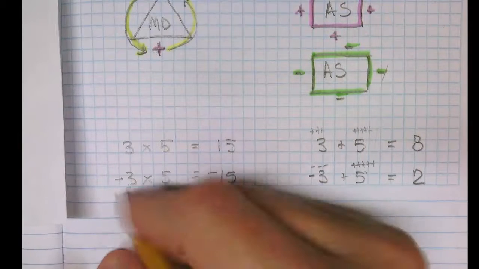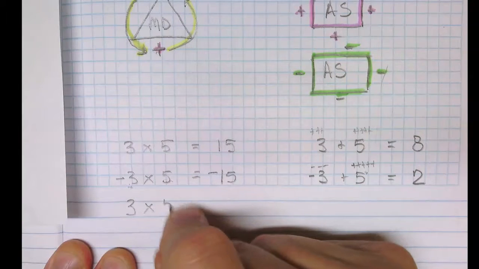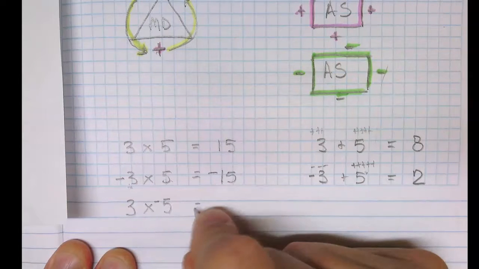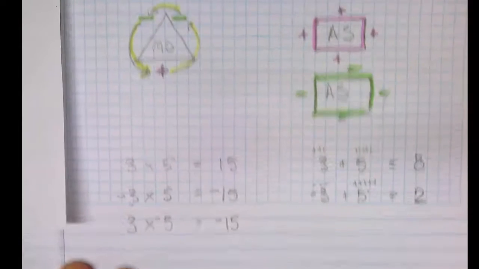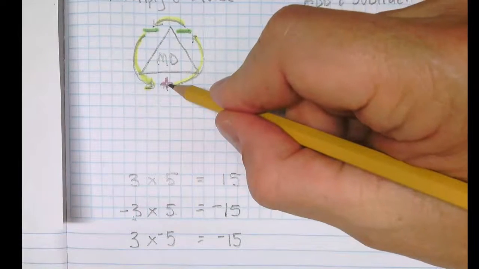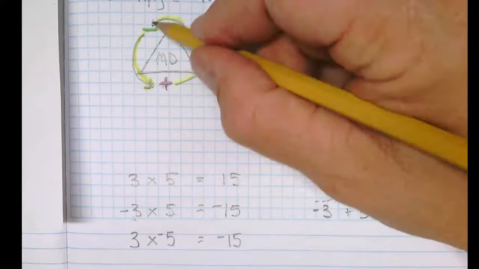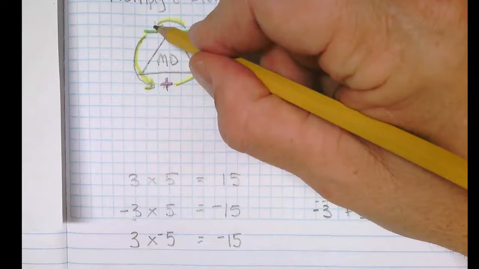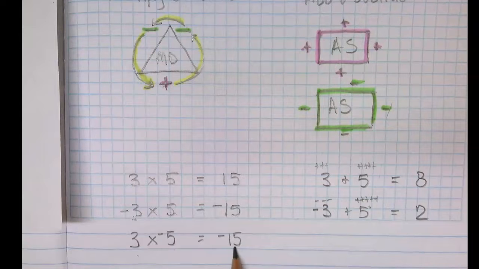Now let's do this one the other way. Let's swap the 3 and the 5. And let's do 3 times negative 5. And we're going to find we get the same answer, negative 15. And look how it works up here. I started with a positive. I multiplied it by a negative, and then I end up with a negative. And this would be 3 negative 5s. That would be negative 15.